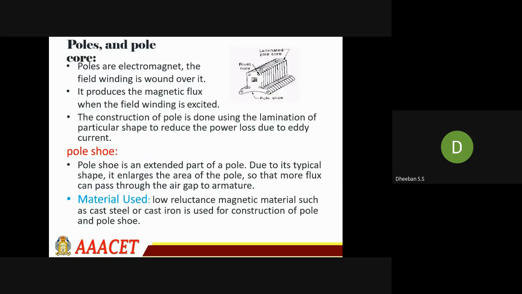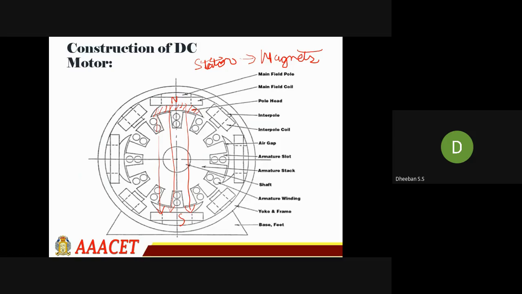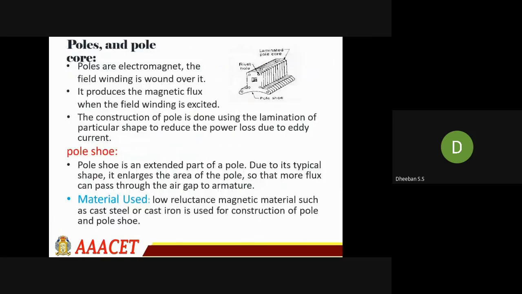Next, poles and pole core. As I said, there will be the poles, right? This is what your poles look like. The poles are nothing but electromagnets. Now you have to see the function of your poles. It mainly produces the magnetic flux when the field winding is excited.